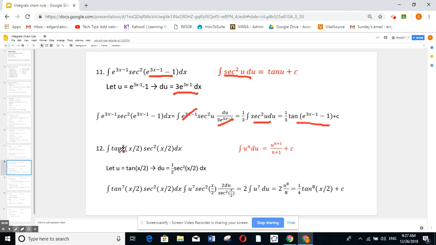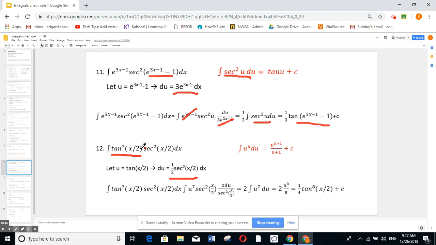Here, if you pick first of all secant, the derivative of secant is secant tangent, and I have tangent power 7. But if I pick u to be tangent, the derivative of tangent is secant square. So this is the right thing to do. So let u equal tangent of x over 2. du is 1 over 2 secant square of x over 2.